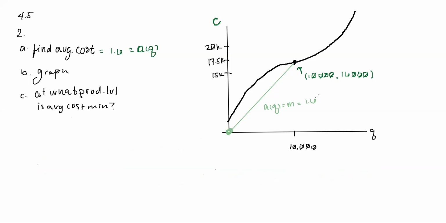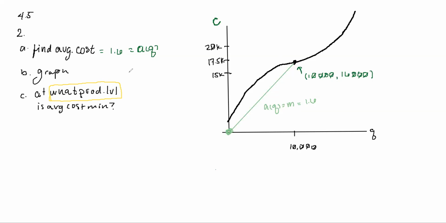Our next part of the question, though, is at what production level is the average cost minimized? So what is this question asking? Start with production level. I think I know the answer. I think it's when the average cost line, which is that green line, the slope of that line meets up to the cost function, which is the marginal cost. So it's when those two slopes join that the average cost is minimized. Essentially, yeah.